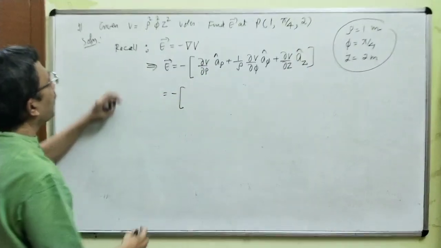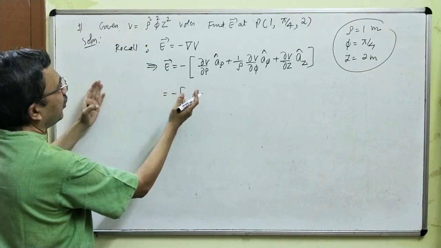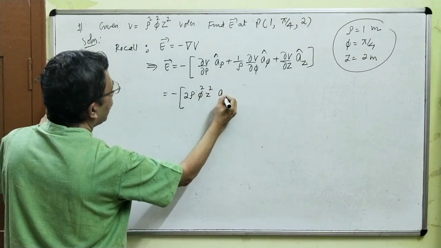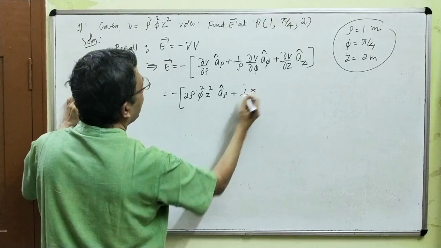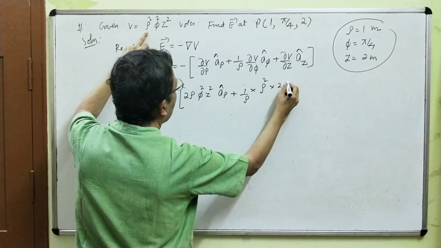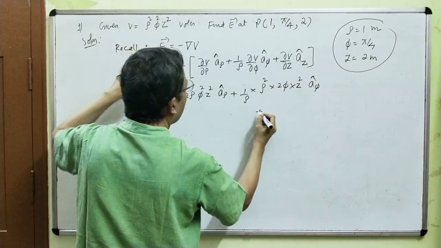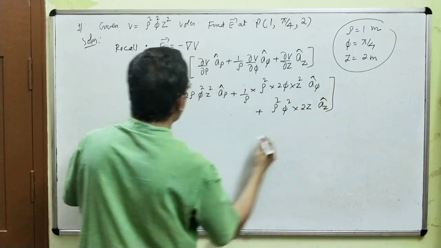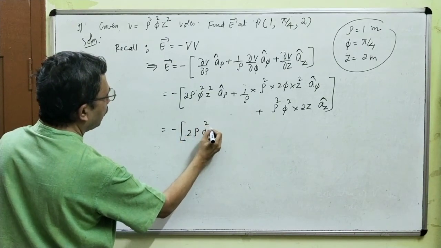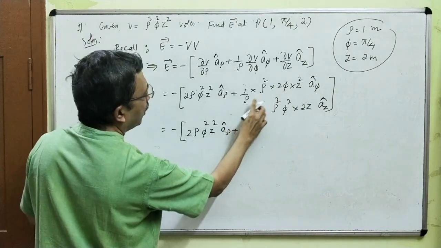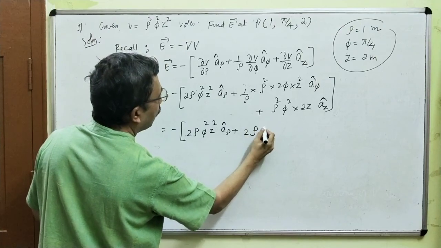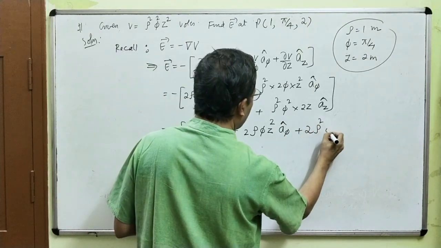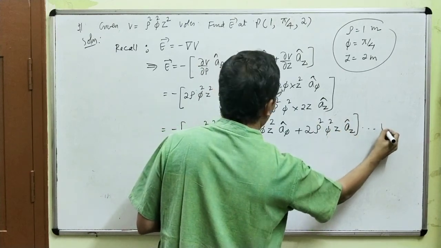So this is nothing but minus [dou V by dou rho], you do it here. So phi square Z square constant, when you differentiate with respect to rho partially, you get 2 times rho phi square Z square into A rho cap plus 1 by rho. If you differentiate partially with respect to phi, you get rho square into 2 phi into Z square into A phi cap plus dou V by dou Z. What you get? Rho square phi square into 2Z A Z cap. So this becomes minus [2 times rho phi square Z square A rho cap plus] rho gets cancelled. When rho gets cancelled, you get 2 times rho phi Z square into A phi cap plus 2 times rho square phi square Z A Z cap. Unit is volts per meter.